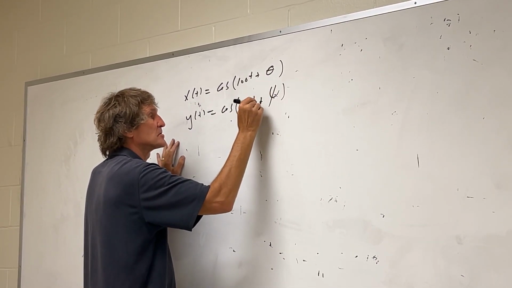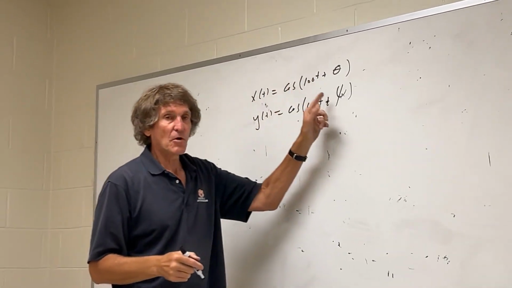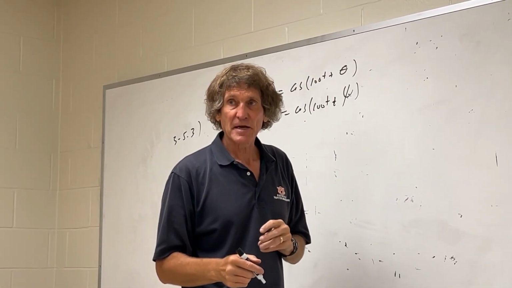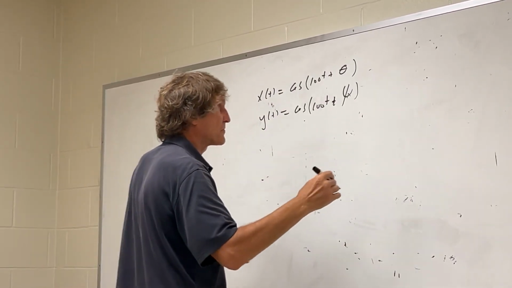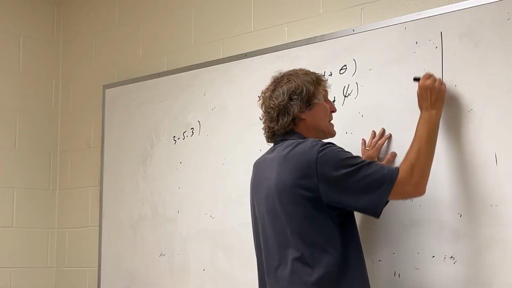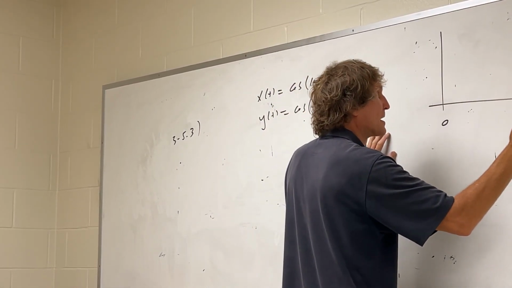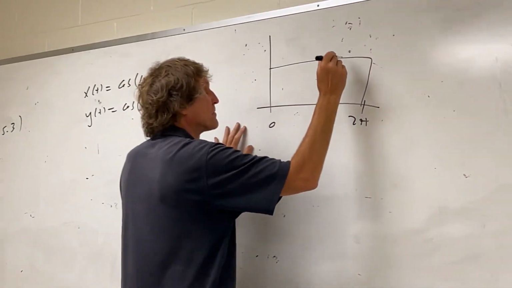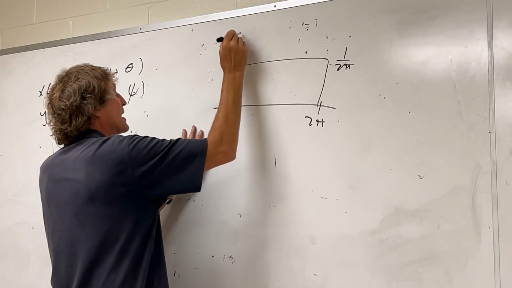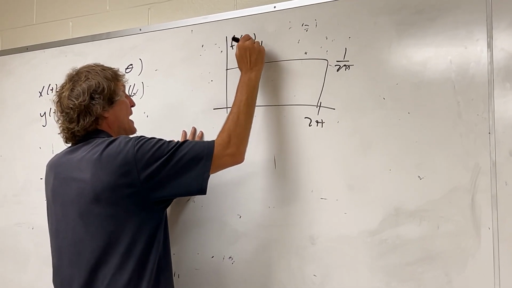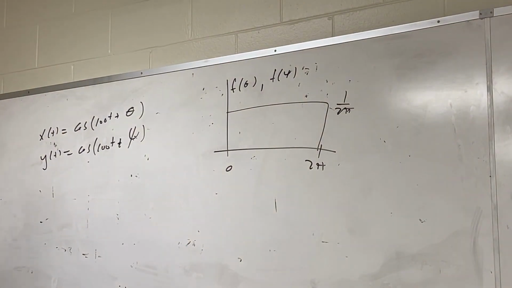Now, if you look in the solutions, you're going to get a little lost. He's saying these two are random variables. Theta and psi are random variables, and they're uniformly distributed from 0 to 2 pi. So from 0 to 2 pi, both of them have a height of 1 over 2 pi. This is my f of theta, and it is also my f of psi. They're both the same.